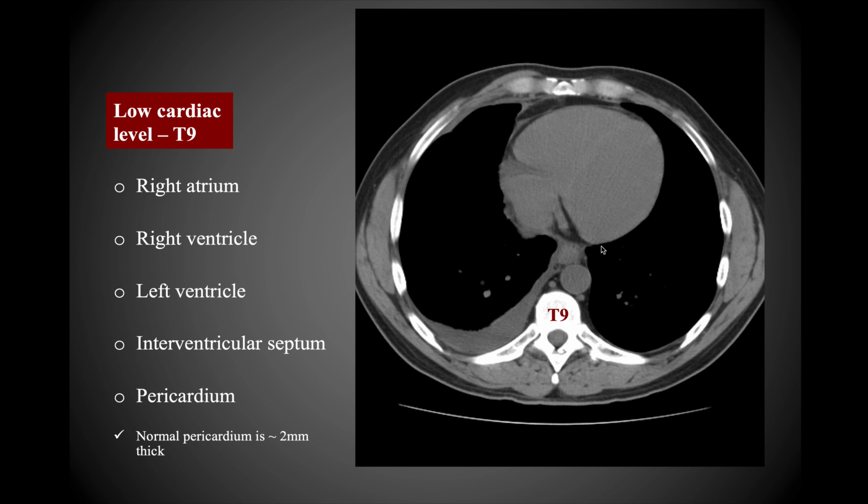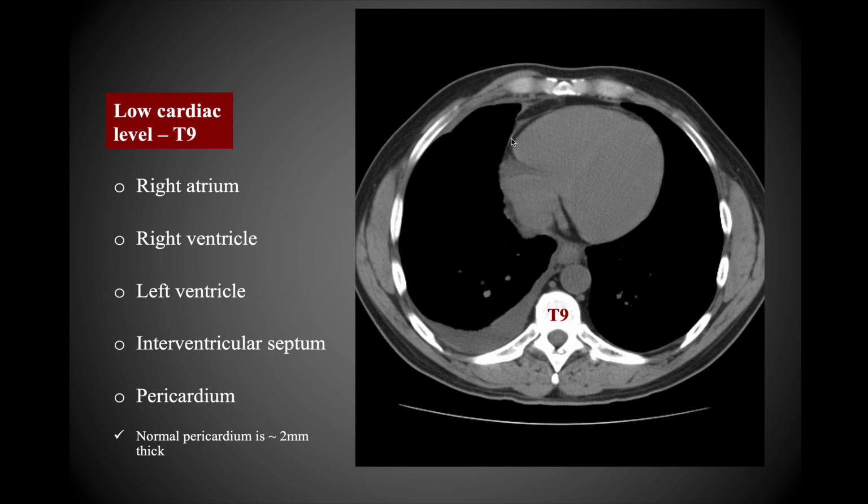Now at the low cardiac level, so this is going to be towards the base of the heart at T9 vertebral level. So some of the structures that we can appreciate here include the right atrium. Again, this is going to be the right atrium right here. And then the right ventricle, which you can see right here. And then this is the interventricular septum right there if you look closely. And then all of this over here represents the left ventricle. And then, again, I already mentioned the interventricular septum.